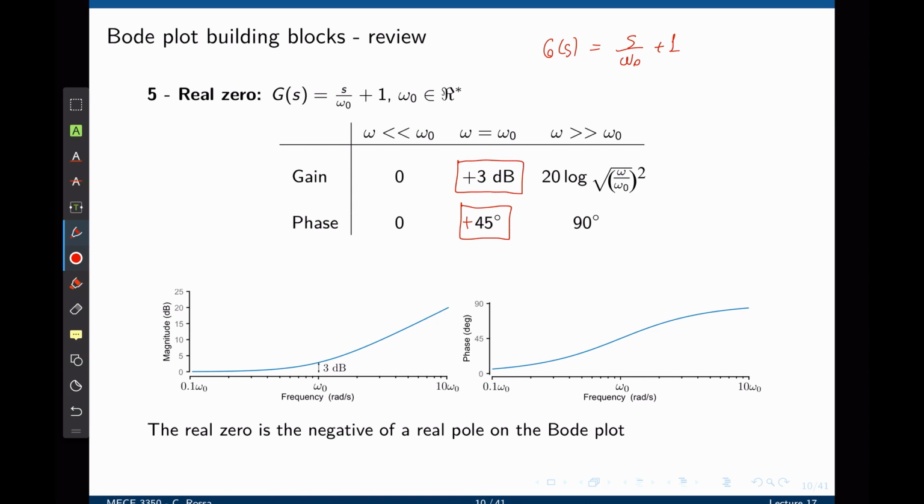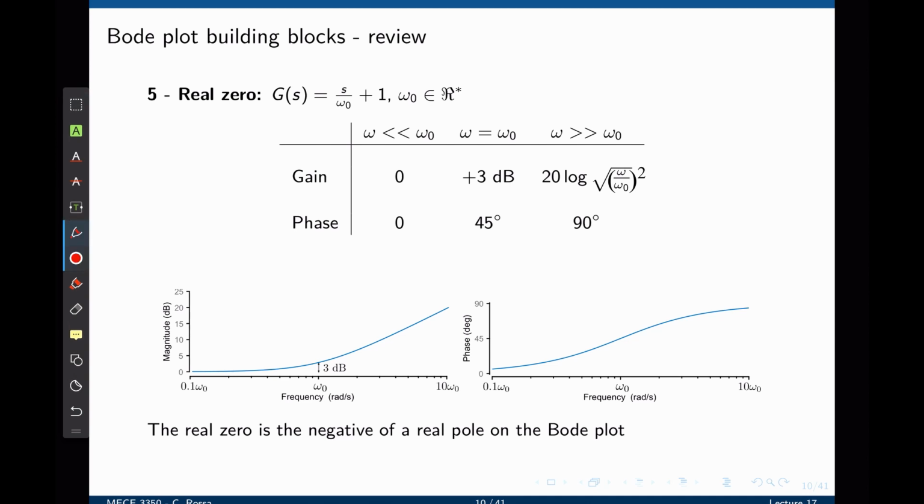And past the cutoff frequency, when the excitation input is much greater than the cutoff frequency, the phase tends to 90 degrees and the magnitude of the Bode plot now goes up following a slope of 20 decibels per decade. This is exactly the negative of a real pole on the Bode plot. This is explained in detail in lecture 16.